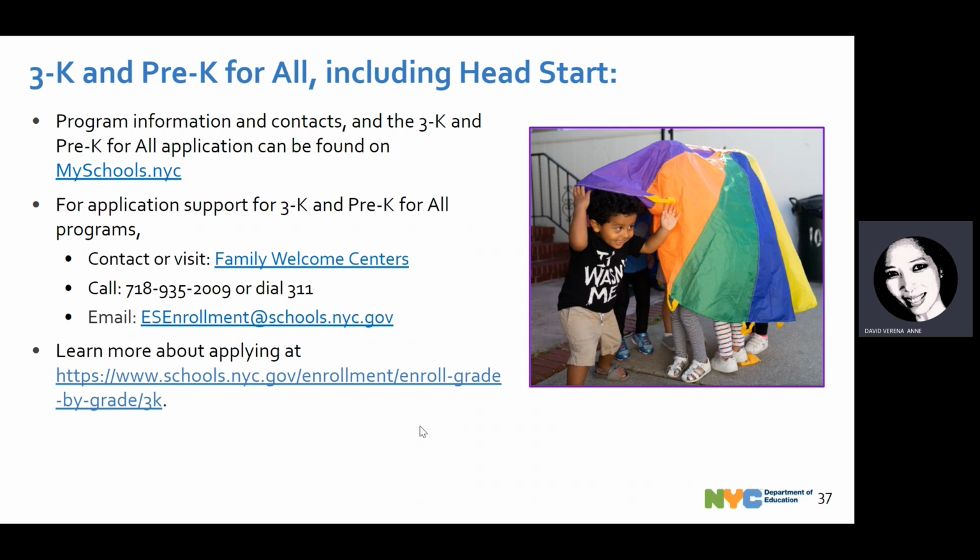They can call 718-935-2009 or dial 311, or they can email esenrollment@schools.nyc.gov. To learn more about applying in 3K programs, benefits, and services, they can go to schools.nyc.gov, enroll grade by grade page, and go to the 3K section.